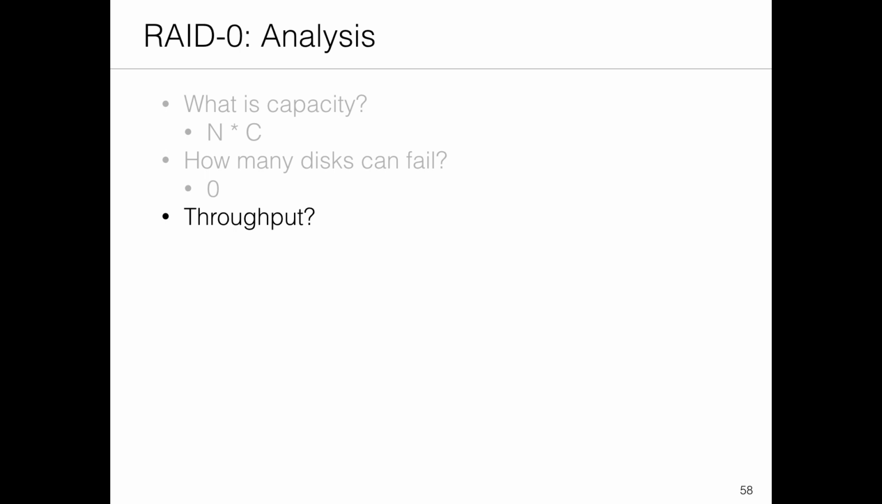What about throughput for sequential read and write? I've written the answer. Does everyone understand why sequential read and write should be n into s? Because you can write in parallel, right? The speed for each of them, for sequential read and write, was s Mbps, and now you can write n of them in parallel. So the sequential read and write throughput becomes n into s.